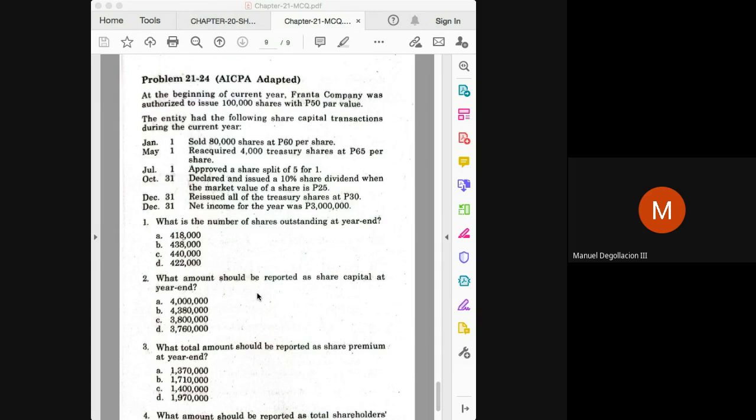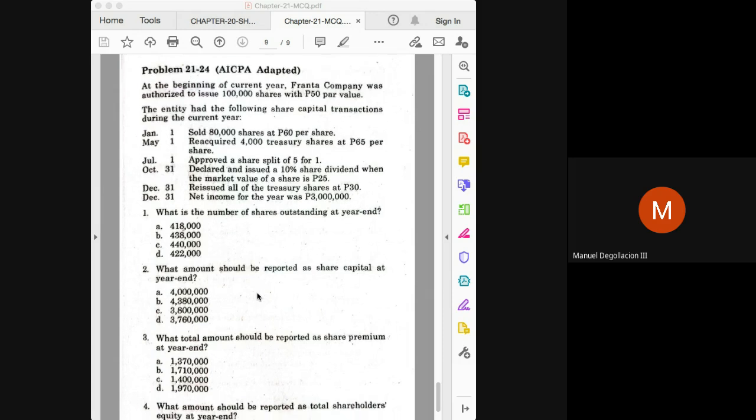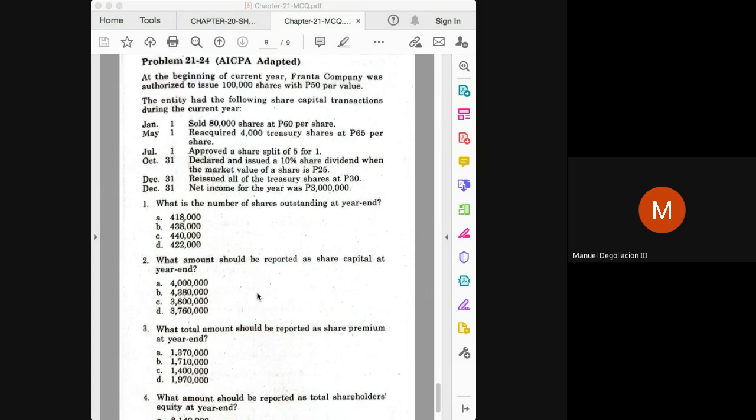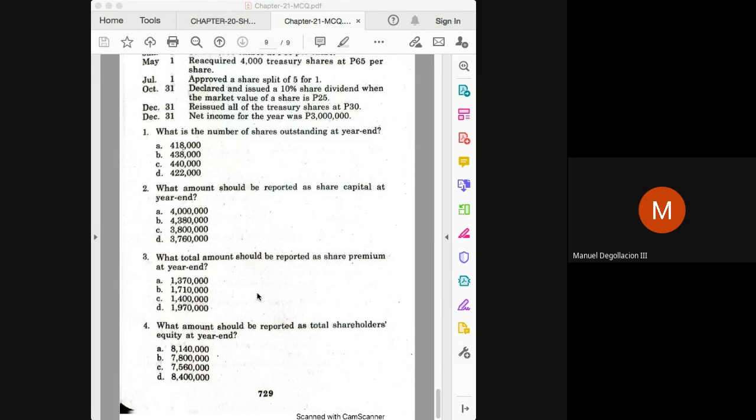Now, I think it's very important for you to review this problem, class, especially on the impact of your stock dividends. Okay. The discussion on your retained earnings, which will include discussion on the different kinds of dividends, will be done in a separate video.